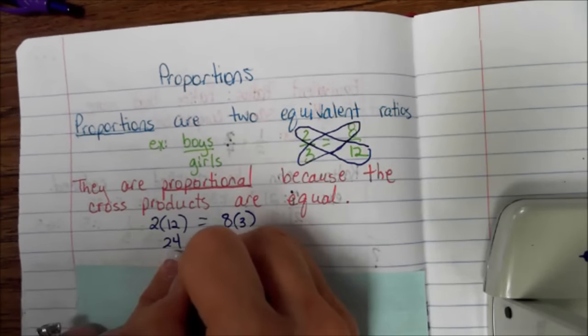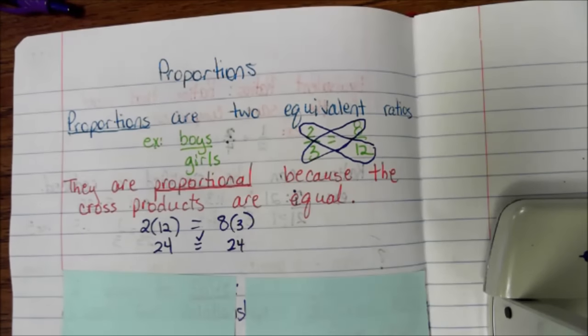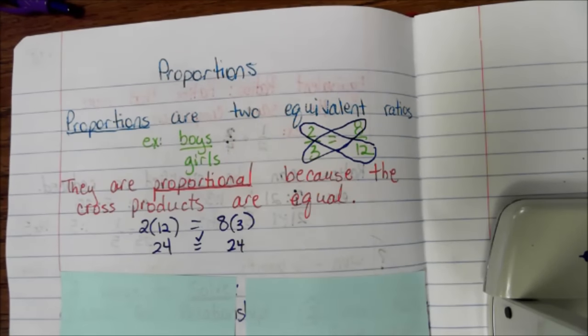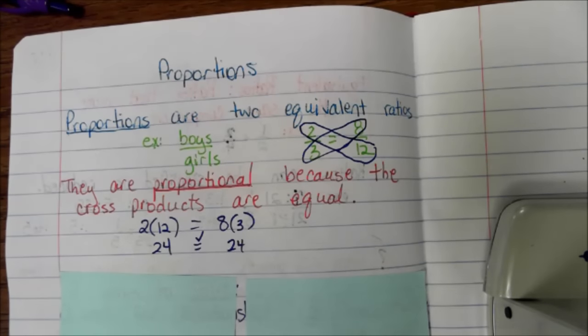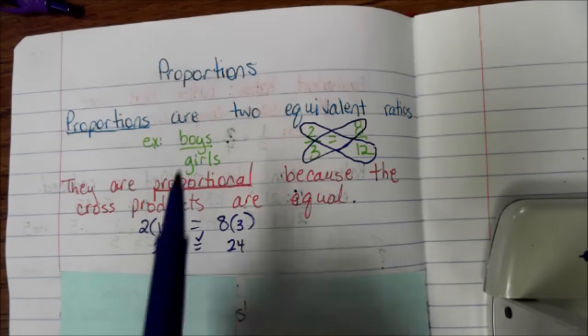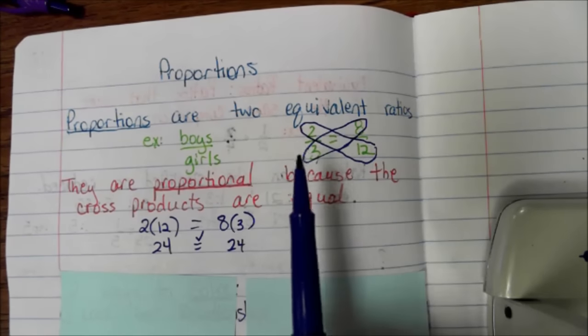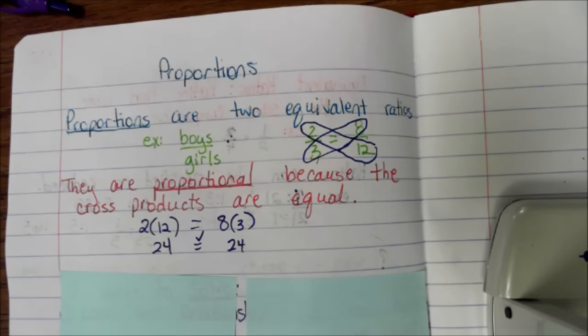24. So it checks. Some of you might have heard this called the butterfly method, where you cross multiply. So you can always tell if two fractions are proportional or equivalent by cross multiplying and seeing if their products are the same.